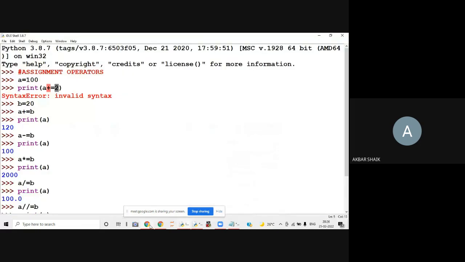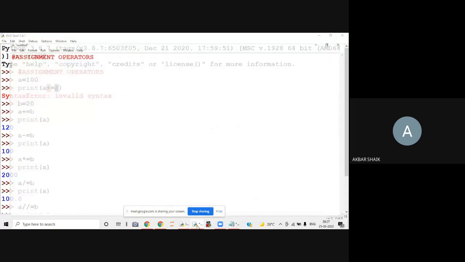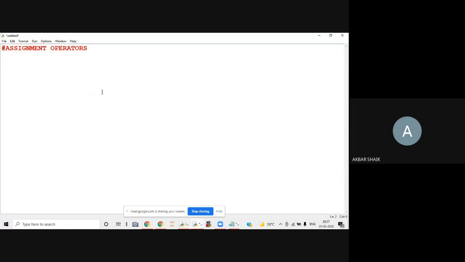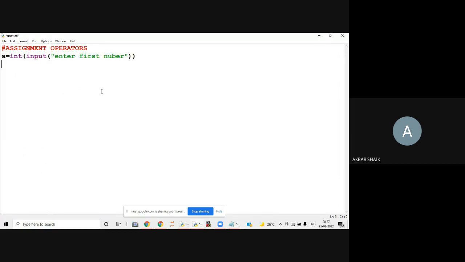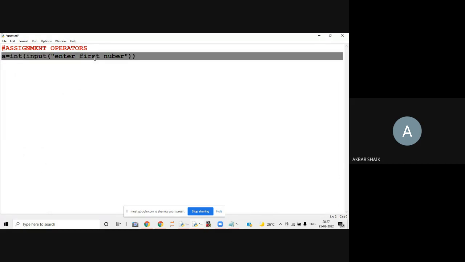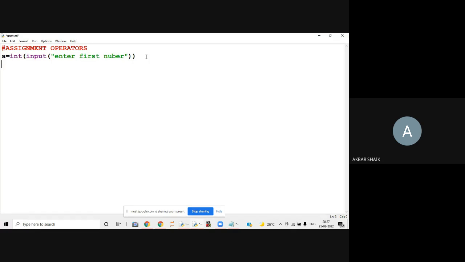So now tell me, what is the input required for this program? As usual, like arithmetic and relational operators, here also I need two numbers. Let me read two numbers. A is equal to int of input, enter first number. Next, I need one more number, that is B. B equals input, enter second number.